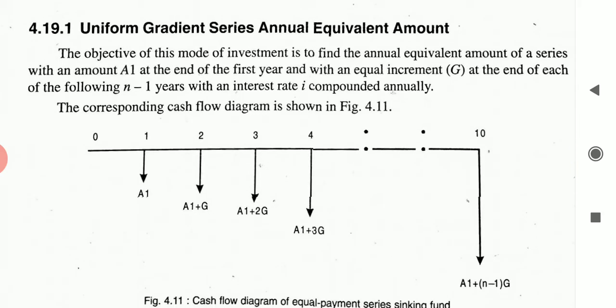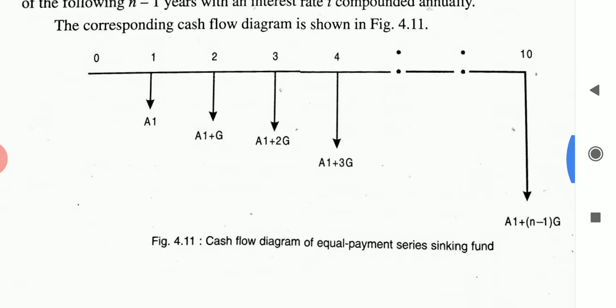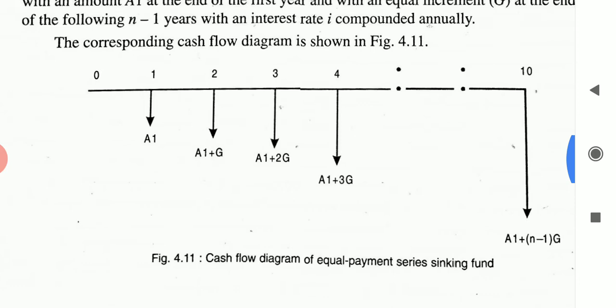In this case, the uniform gradient series annual equivalent amount concept will come. That is what you people are seeing in the flow diagram. That flow diagram tells the objective of this mode of investment: to find the annual equivalent amount series with an amount of A1 at the end of the first year, and with the equivalent gradient increment, which is G. Okay, annual amount plus equal gradient.